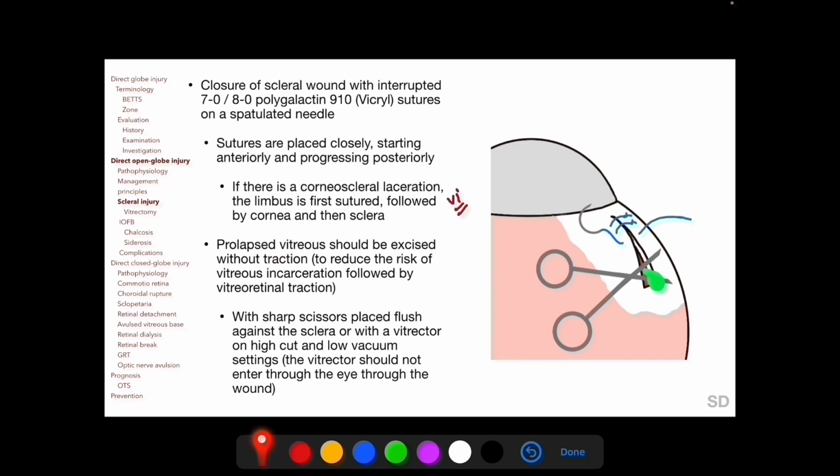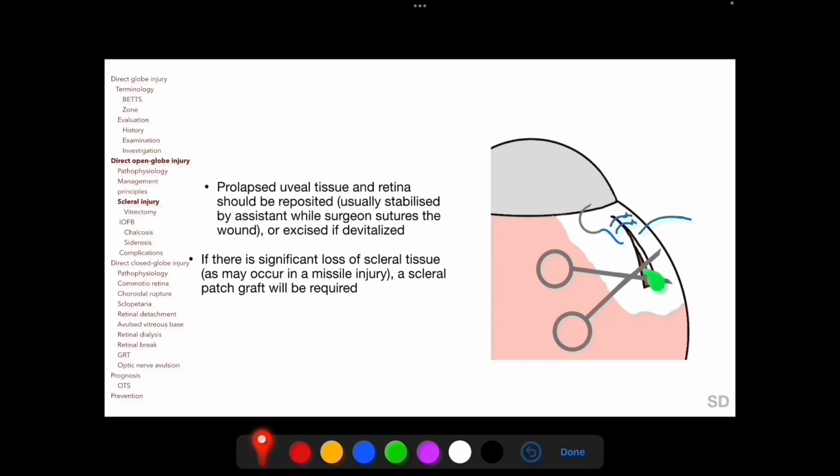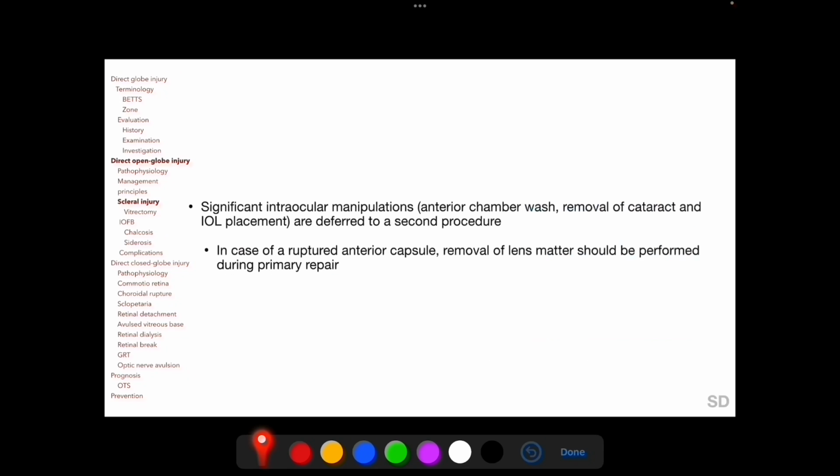Prolapsed vitreous, as shown in green in this diagram, should be excised without traction to reduce the risk of vitreous incarceration in the sutured wound. On the other hand, prolapsed uveal tissue and retina should be reposited, but occasionally they may need to be excised if they appear devitalized, and if there is significant loss of scleral tissue, a scleral patch graft will be required to close the wound.